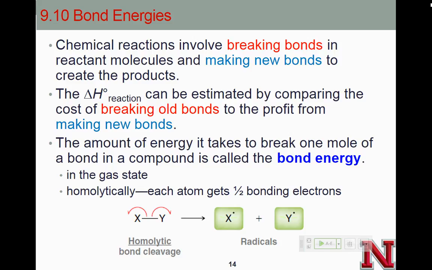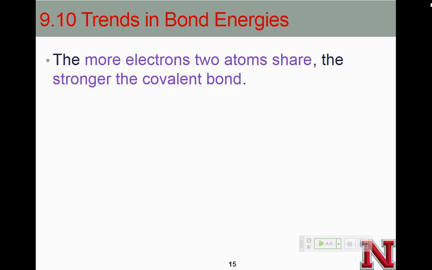And two, most of our organic chemistry reactions are not homolytic bond cleavage, but heterolytic bond cleavage, where both of the electrons go towards the more electronegative atom when we break a bond. But it's still a good way to predict your delta H. So just keep that in mind.